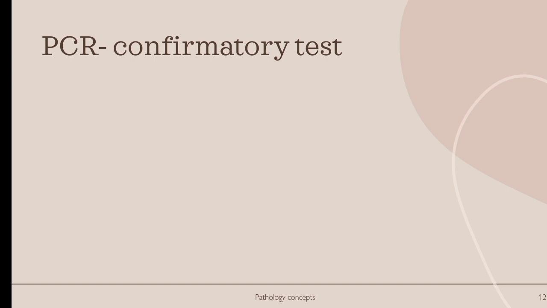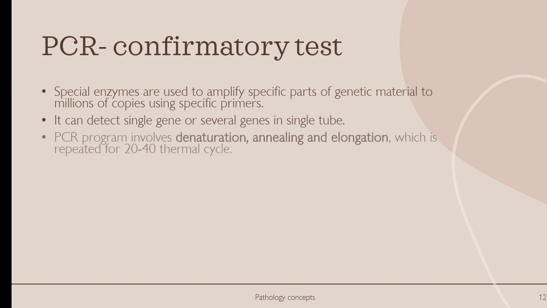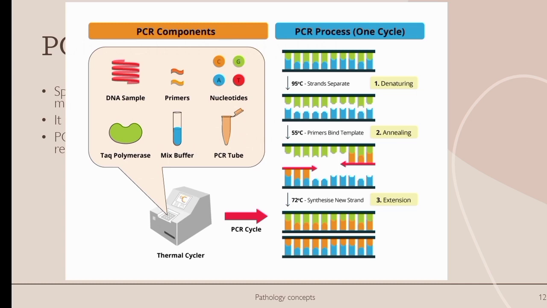Now we learn about the genetic tests. First is the PCR-based technique. In this technique, special enzymes are used to amplify specific parts of genetic material to millions of copies using specific primers. It can detect a single gene or several genes in a single tube. The PCR program involves denaturation, annealing, and elongation, which is repeated for 20 to 40 thermal cycles. After 40 cycles, the target DNA and RNA sequence is generated in multiple copies.